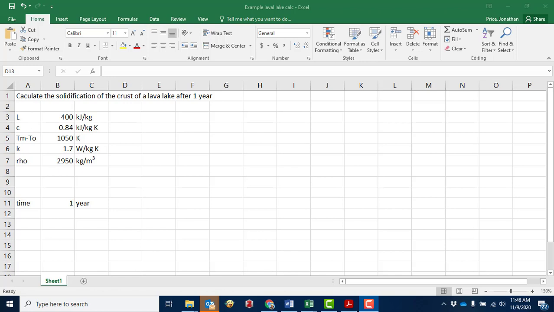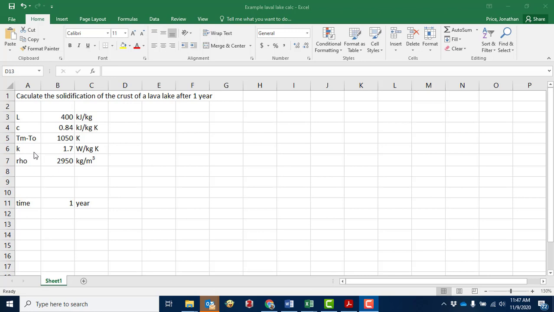So you can see I have an Excel sheet up here, and I want to figure out the solidification of the crust of a lava lake after 1 year using the following parameters. I'm using a latent heat of crystallization that's 400 kilojoules per kilogram, a specific heat that's 0.84 kilojoules per kilogram degree Kelvin, and our difference in temperature, the outside temperature to the temperature of the lava, is going to be 1050 Kelvin.